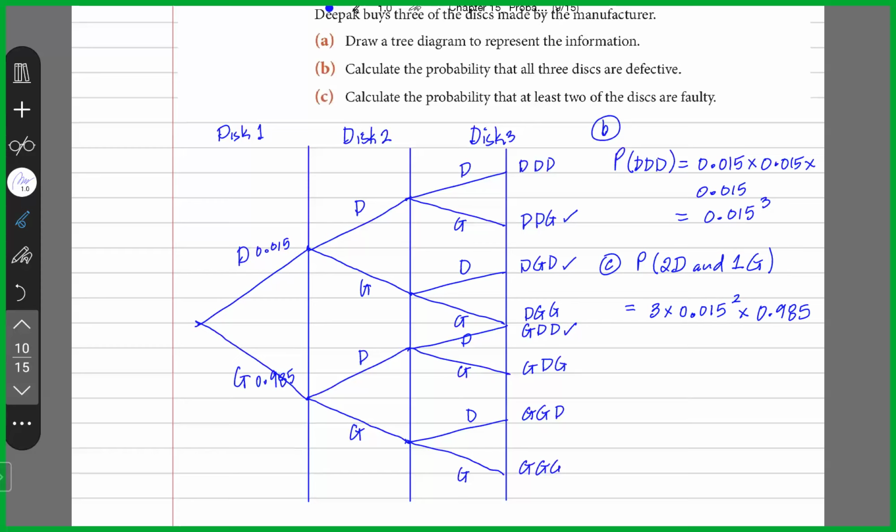Yeah, but we're not finished. So now the probability of at least 2 defective would be equal to 0.015 cubed plus 3 times 0.015 squared times 0.985. That should give you the answer.